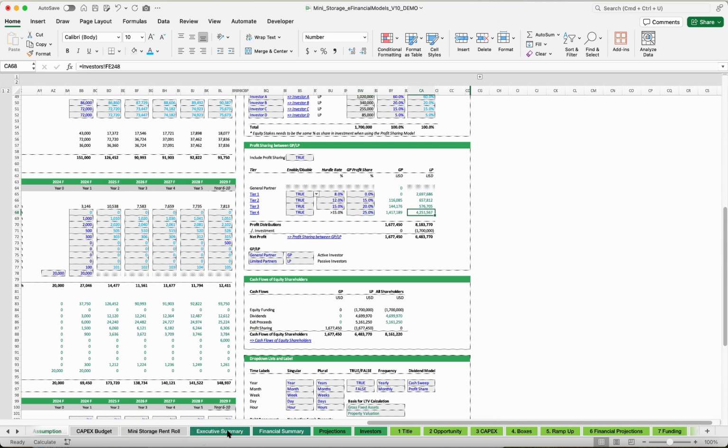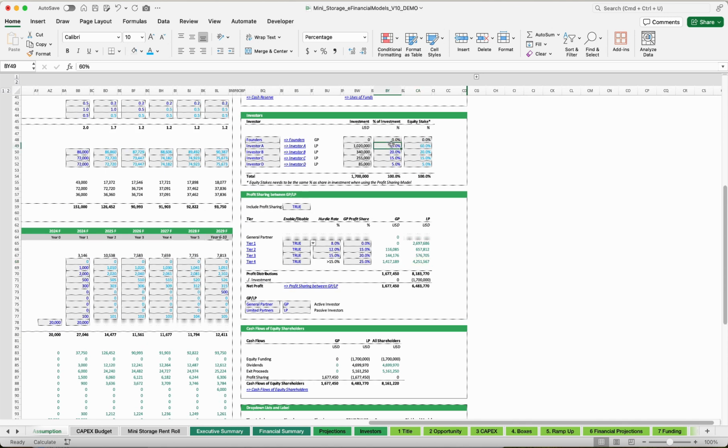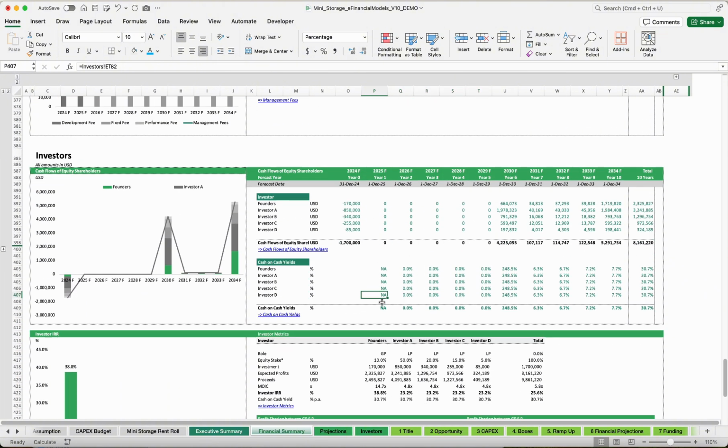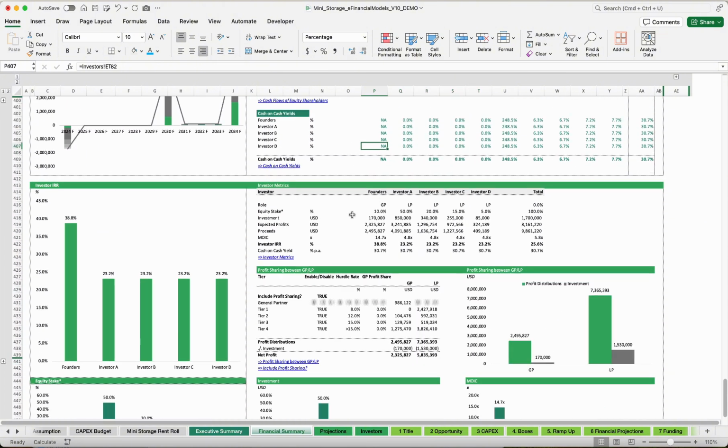Let me shortly correct one thing here. We want the channel partner to also put in some money. Now let's look at the financial summary. This is what I want to show you. We can see who puts in how much of the 1.7 million, who gets how much of the profits, and this takes into account all this profit share.